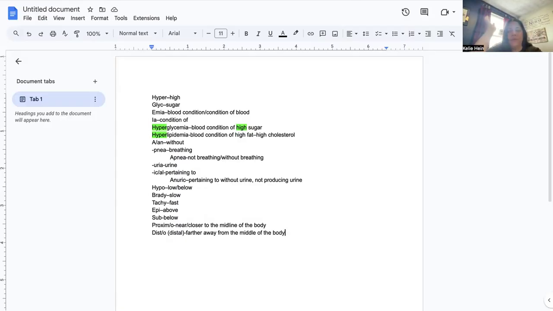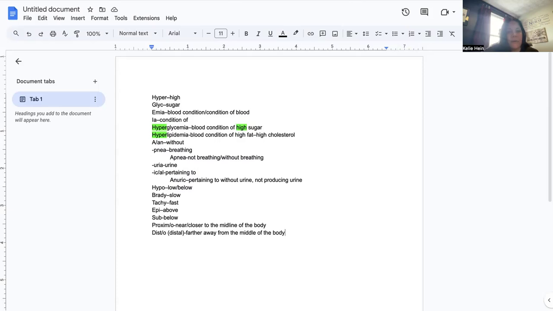If I'm comparing the two, my elbow is proximal to my midline. My elbow is closer to my midline than my hand is. Okay, so proximo and distal. Let's see, what else do we have for some prefixes?